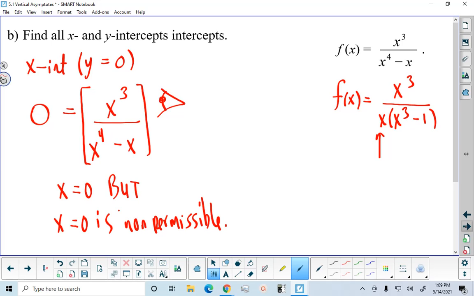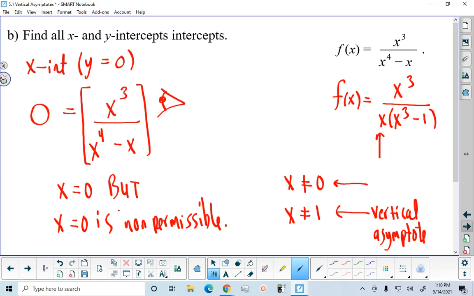So we said we had non-permissible values. We said x cannot equal 0 and x cannot equal 1. At 1, we had a vertical asymptote. Does anybody remember from 30-1 what you have here? It is a hole, Aaron. That's exactly right. Or if you want to sound more sophisticated, you could say a point of discontinuity. There's a hole there.